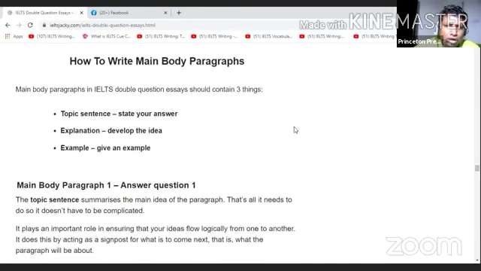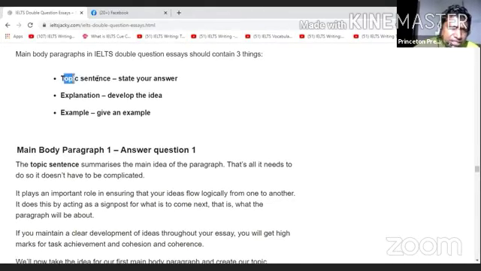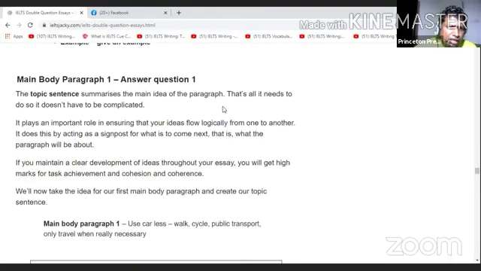How to write the main body paragraph? Main body paragraphs in IELTS should contain at least three things. What's the topic sentence? The first sentence, the most important sentence, states your answer. Explanations and examples. Each paragraph must have these three ideas. Let's see the first paragraph. The topic sentence summarizes the main idea of the paragraph.